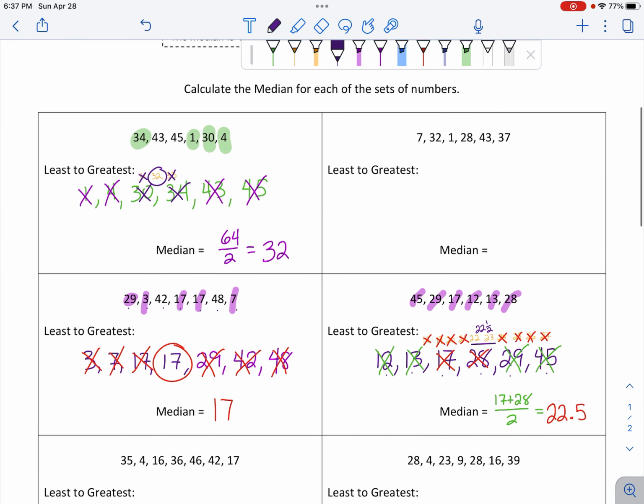Okay, order them least to greatest and just make sure that you rewrite all of the numbers in the list. Take your time, don't miss any of the numbers when you're rewriting least to greatest.